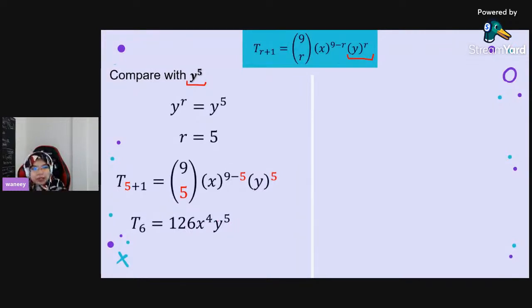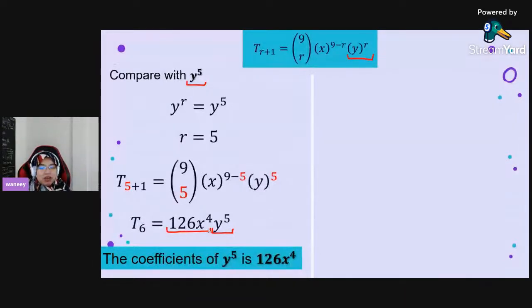If you go back to the question, it didn't ask for the term. They asked for the coefficient of y to the power of 5. So y to the power of 5 is this one, and the coefficient is simply the number in front of it, which is 126 x to the power of 4. Separate y to the power of 5 aside, and whatever is without it is the coefficient. So the coefficient of y to the power of 5 is 126 x to the power of 4.